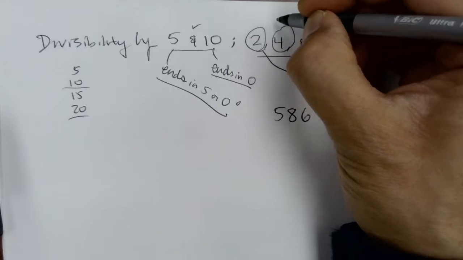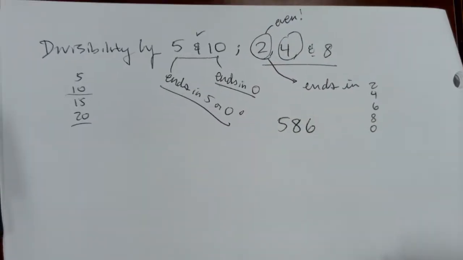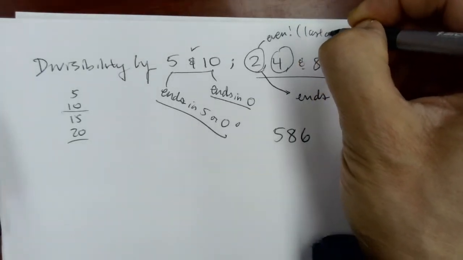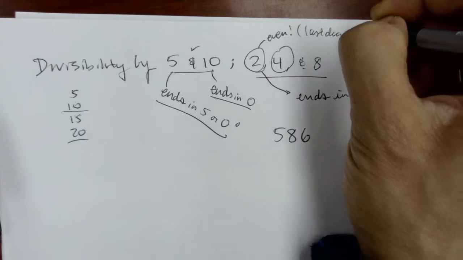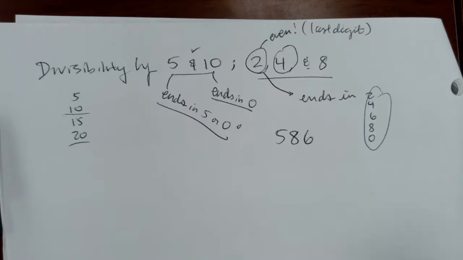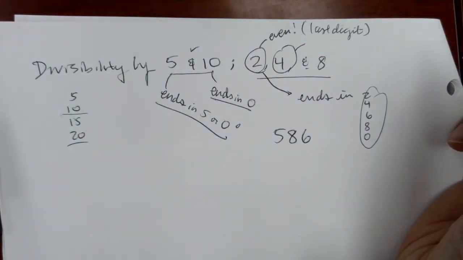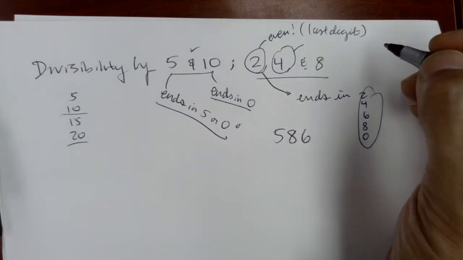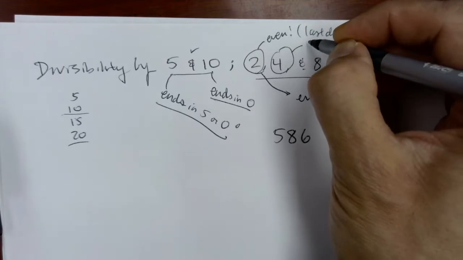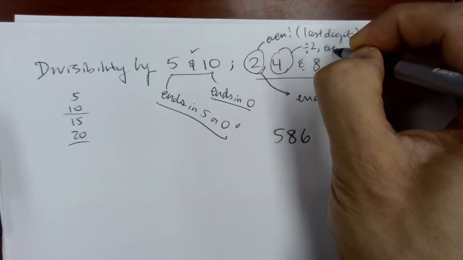Now, 4. Basically, check and see if it's an even number. Look at the last digit to determine if it's even. Now, 4: if it's divisible by 4, it's divisible by 2 twice. In other words, if I divide it by 2, take half of it, and then see if it's still even.